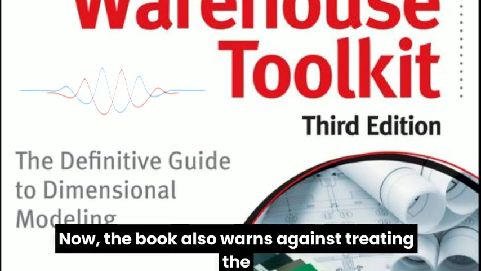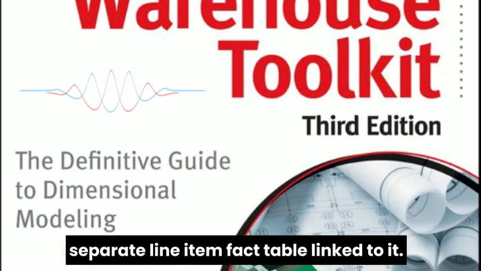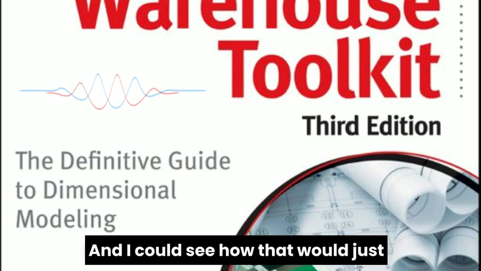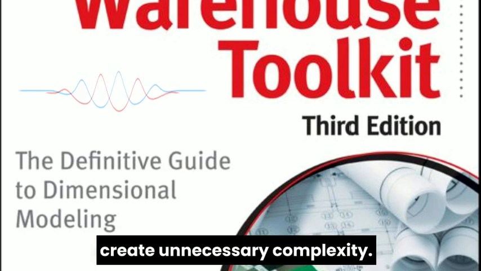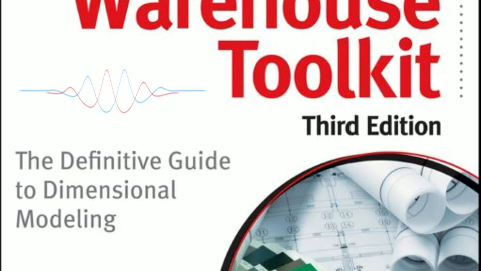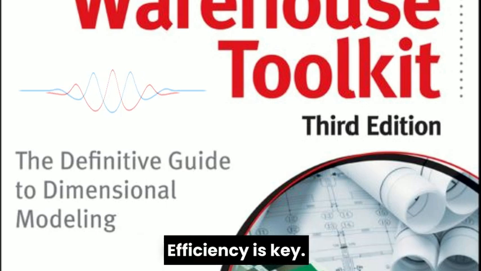Now, the book also warns against treating the order header as a fact table with a separate line item fact table linked to it. It does. That's another common trap. I could see how that would create unnecessary complexity. It's like having to go through two separate doors to get into the same room. Exactly. Why make things harder than they need to be? Efficiency is key, remember?